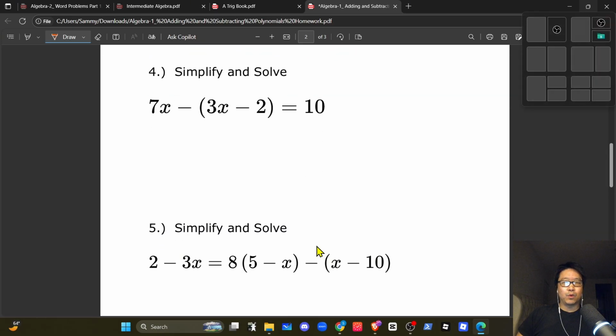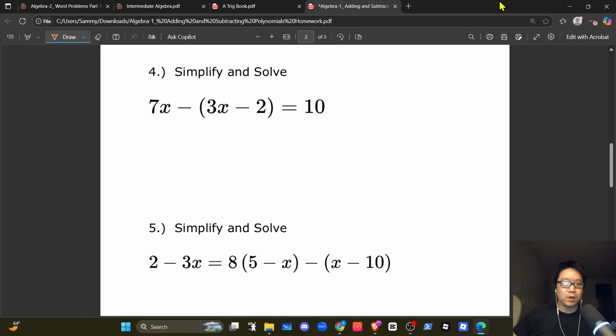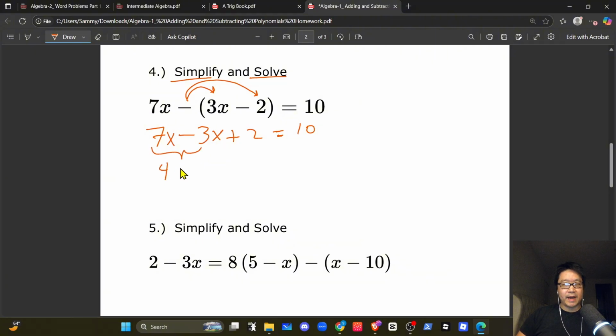Let's move on to number 4. Again, we are going to distribute this negative. However, these are a little bit different because we're going to simplify and we're going to solve for the unknown value. In other words, we're going to solve for x. So when we distribute the negative, we get negative 3x and then positive 2. Don't forget the 7x out in the front, and that's going to equal 10. Combine like terms, 7x and negative 3x gives us 4x. So we have 4x plus 2 equals 10.